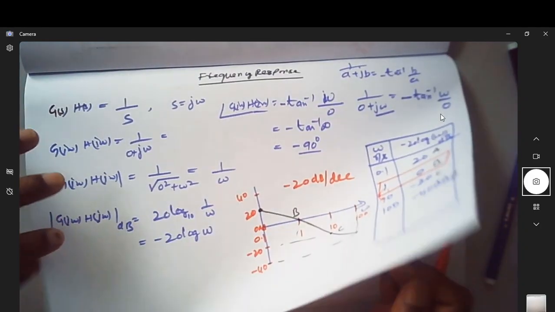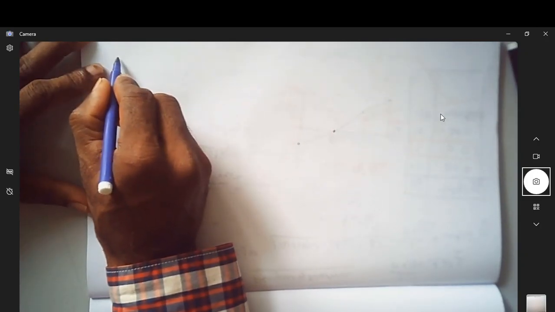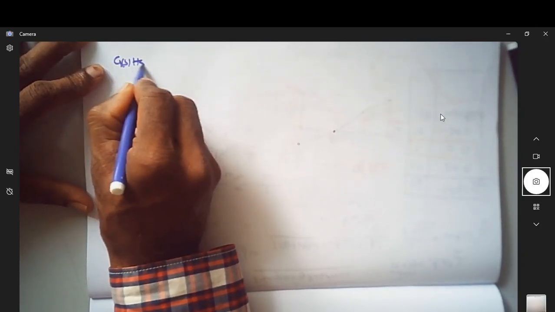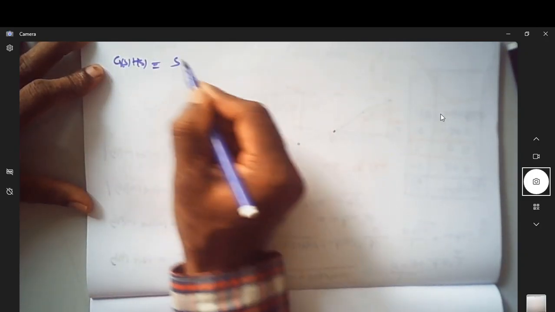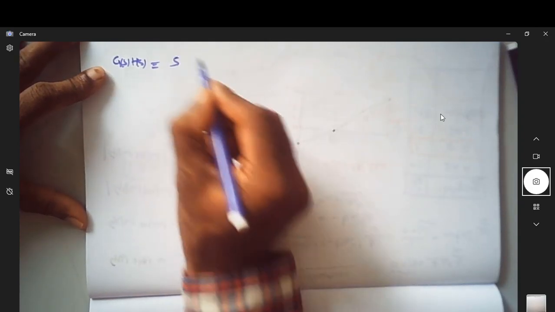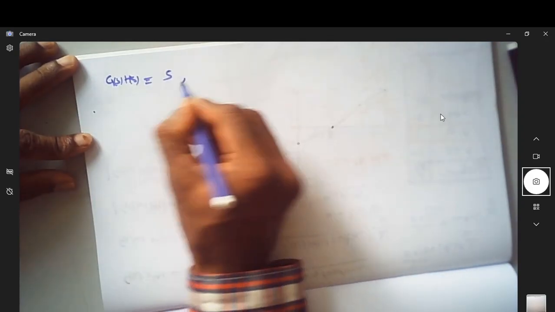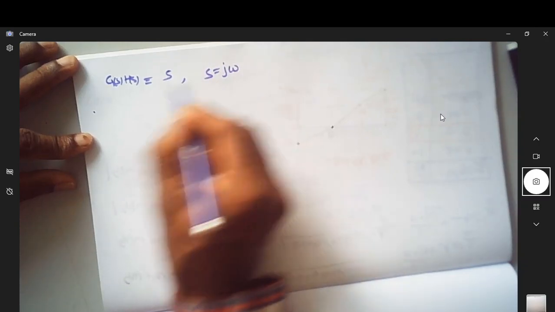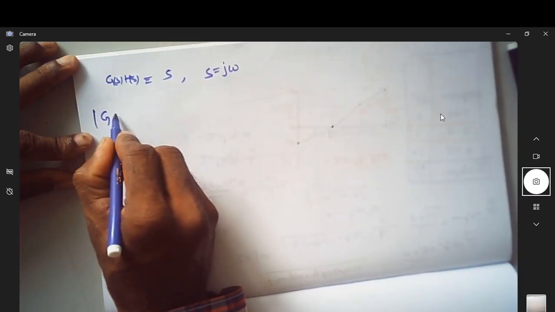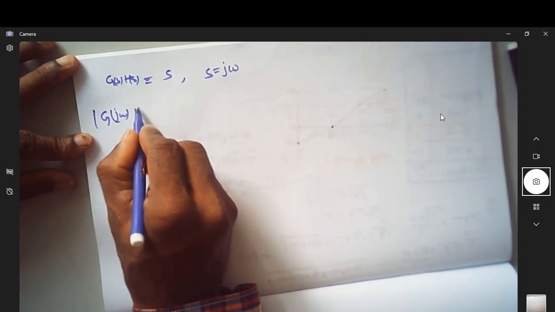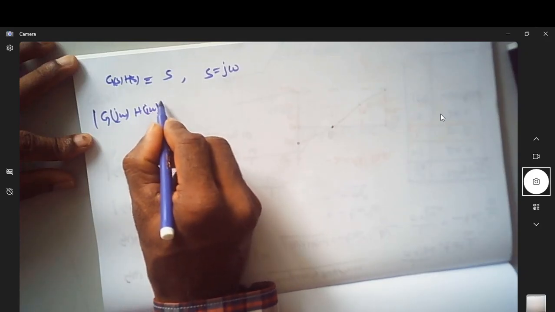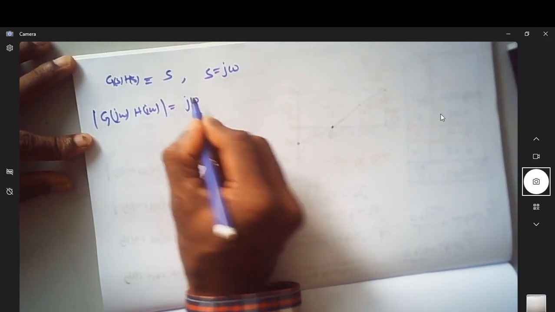Now let us consider a 0 at the origin. Suppose you consider a 0 at the origin, of course we know that 0 at the origin looks like this. This is G of S into H of S, it is equal to S. Now this is the representation of a 0 at the origin. So if I want to know the magnitude of this, replace S by J omega, then G of J omega into H of J omega is equal to J omega.